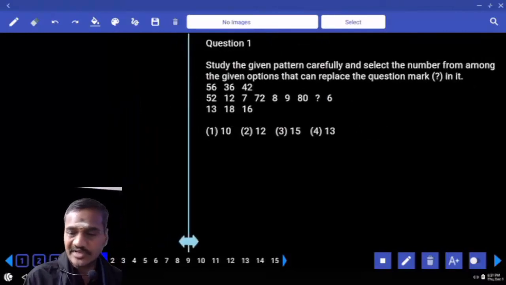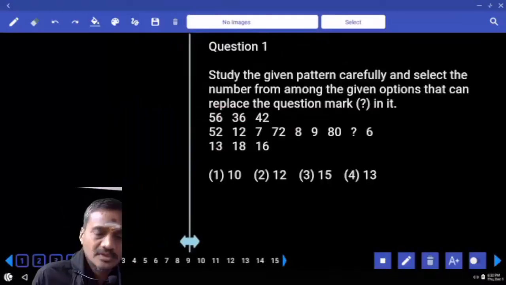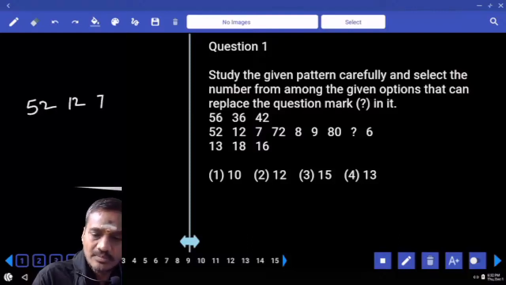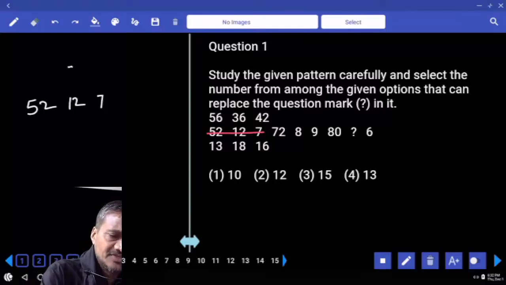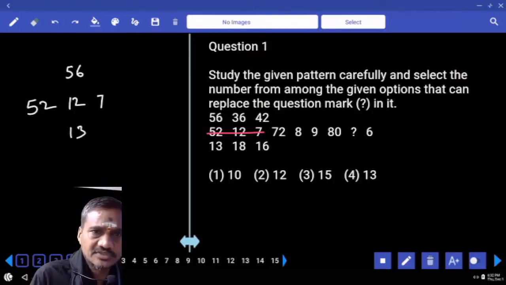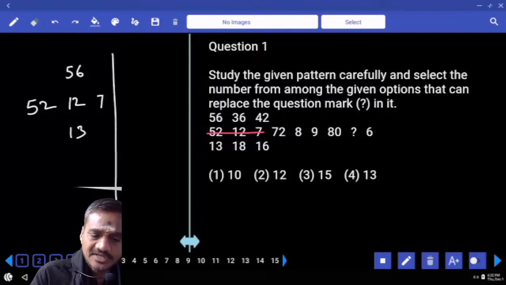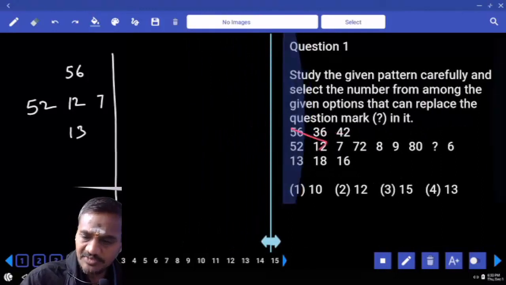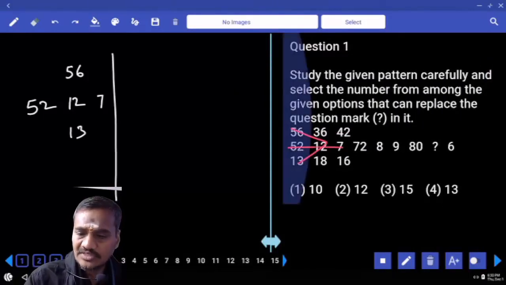Now in this question number 1, tell me how to replace these elements. In the middle row we are fixing 52, 12, 7. Middle column, 56, 12, 13. Now this is one such sequence. And at the same time, the next one. In the middle, 56, 12, 13, now 52, 12, 7.